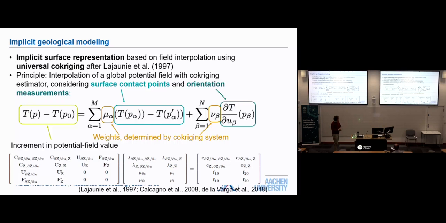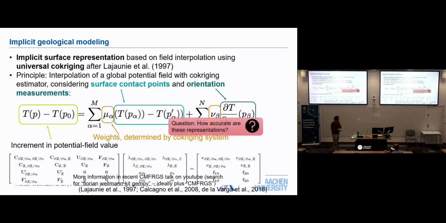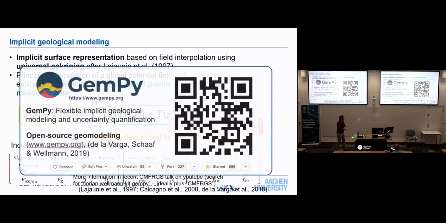And without going into more detail, there's a lot of work you can read up on here. One thing that I wanted to show you is that all the examples that I show here are implemented in an open source package, GemPy. That's a package we've been developing for some years now. So if you're interested to follow along with some of the examples, you can go to the website. I hope the QR code still works.